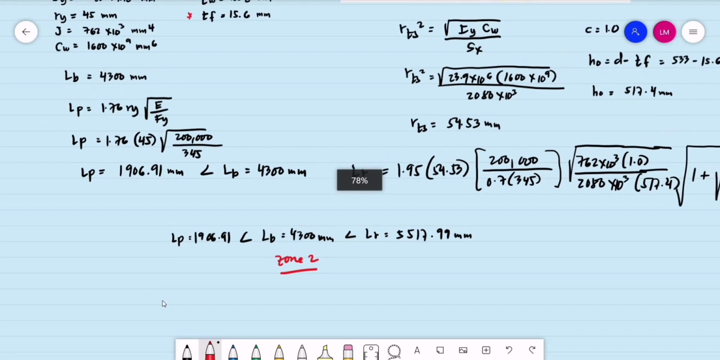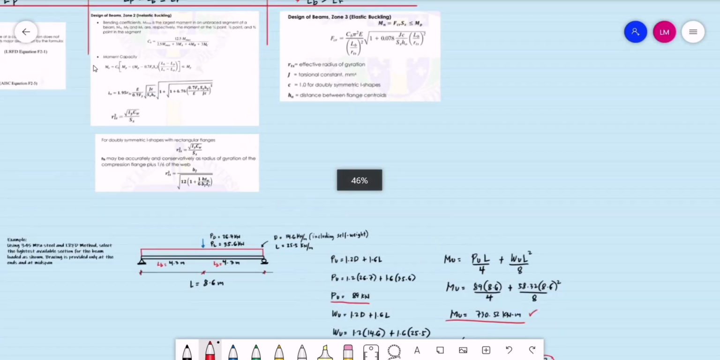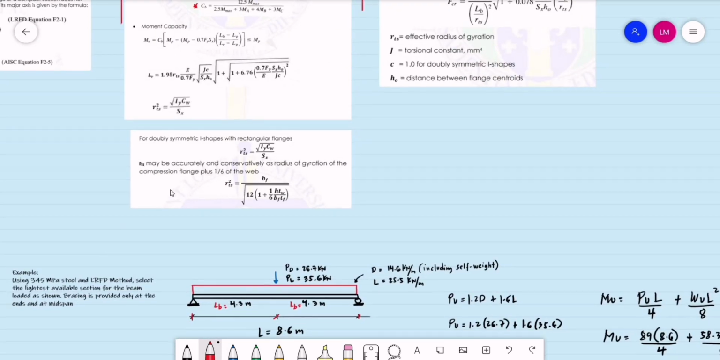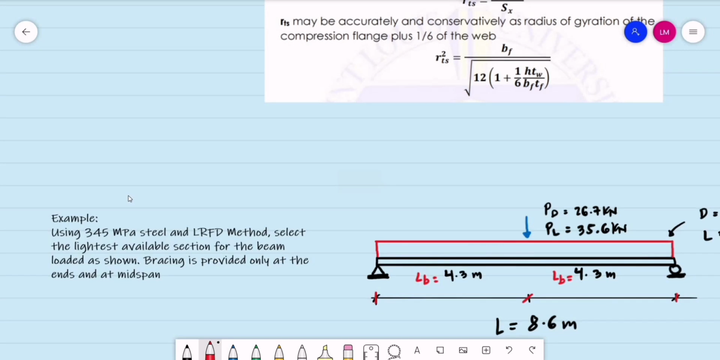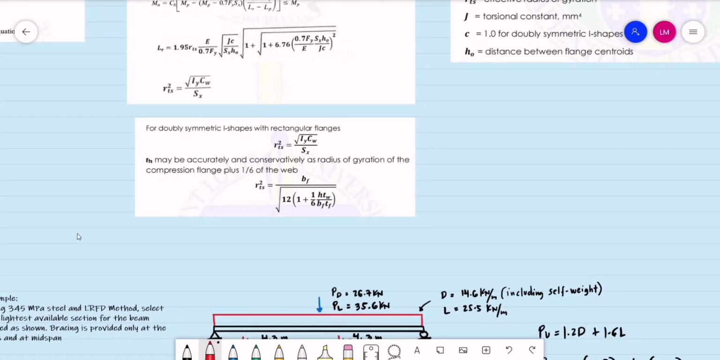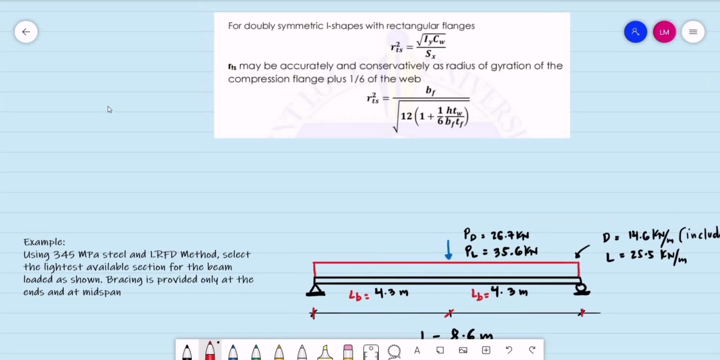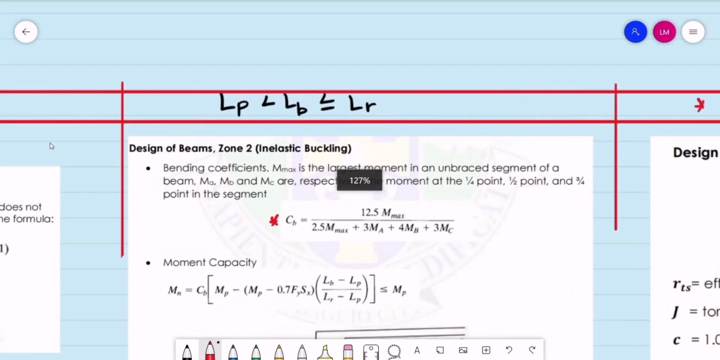So if it is zone 2, then we need to compute the value of the C sub b. Since for this problem, we don't have the value of the C sub b. If you go back on our problem, C sub b is not given. So our next step now is we need to compute for the value of C sub b.